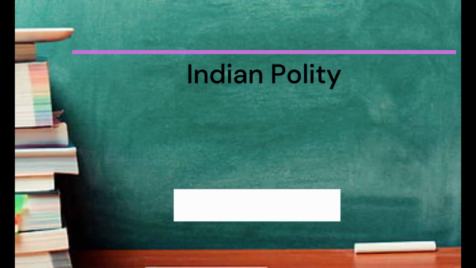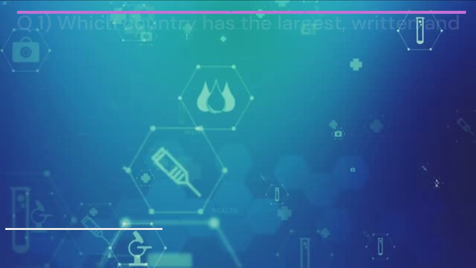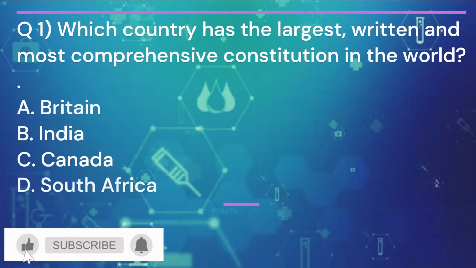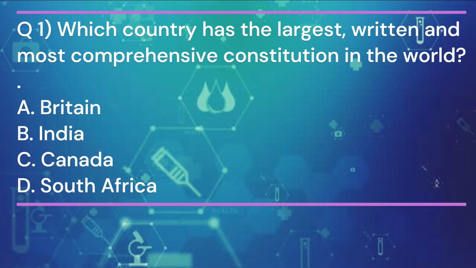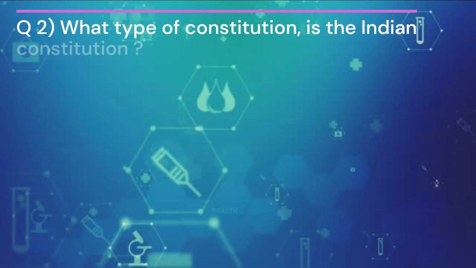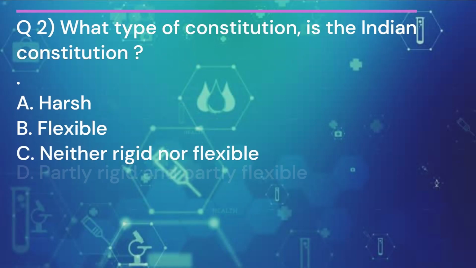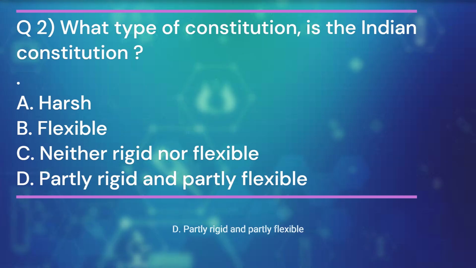Indian polity. Sources of Indian Constitution GK questions set 1. Question 1. Which country has the largest written and most comprehensive constitution in the world? And the answer is B. India. Question 2. What type of constitution is the Indian Constitution? And the answer is D. Partly rigid and partly flexible.